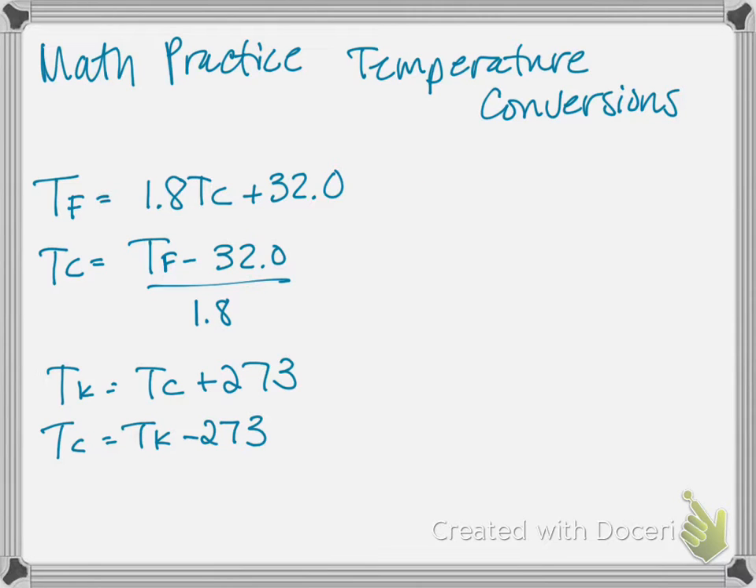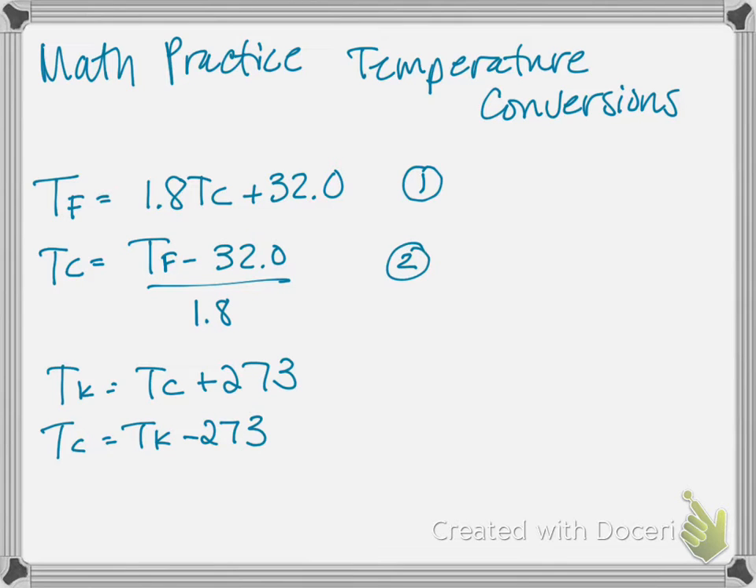The first one here, to find the Fahrenheit temperature, you take the Celsius temperature multiplied by 1.8, hit the equal sign on your calculator, and then add 32. To go from Fahrenheit to Celsius, you take the Fahrenheit temperature, subtract 32, hit equals, then divide by 1.8, and you'll have your Celsius temperature.